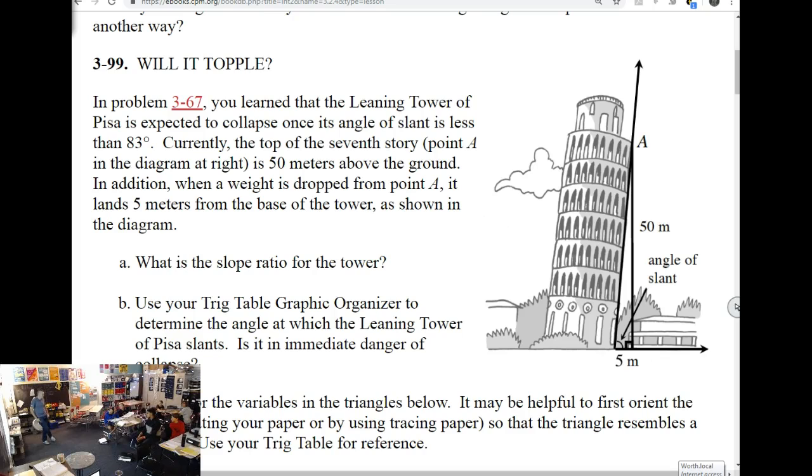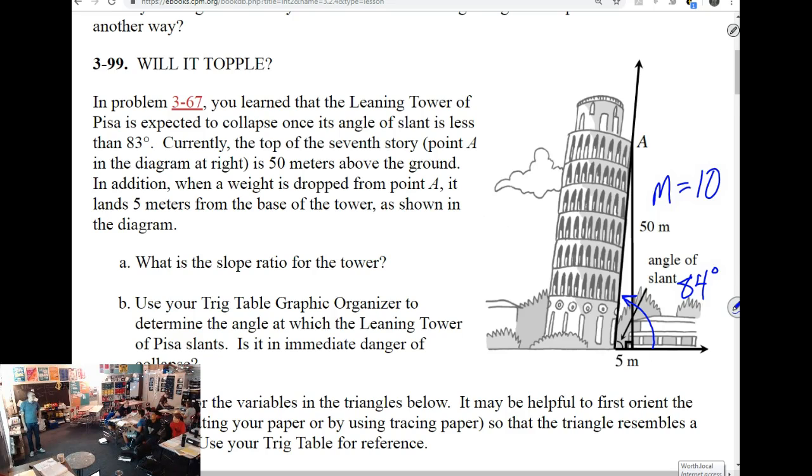So if our slope here is 10, pull out that resource page real quick, or at least a person at each group have that resource page out. If you check your trig table for a slope of 10, here we can determine that the angle is 84 degrees. That tells us the angle of slant, and that is an angle of elevation because it's off of this horizon going up 84.